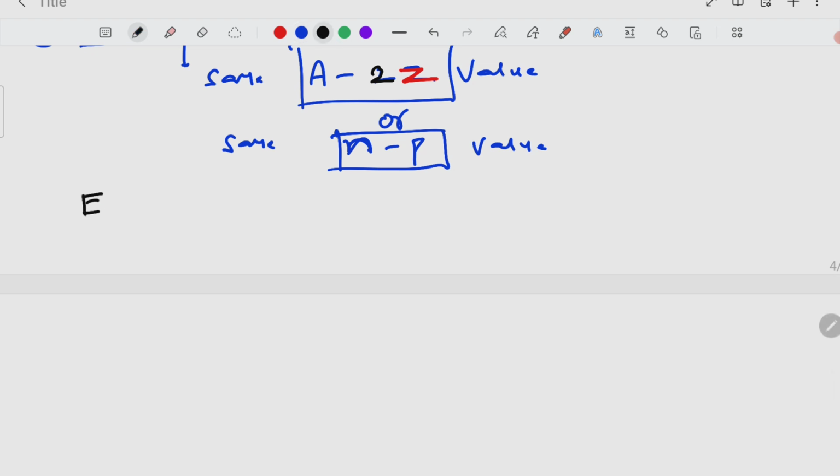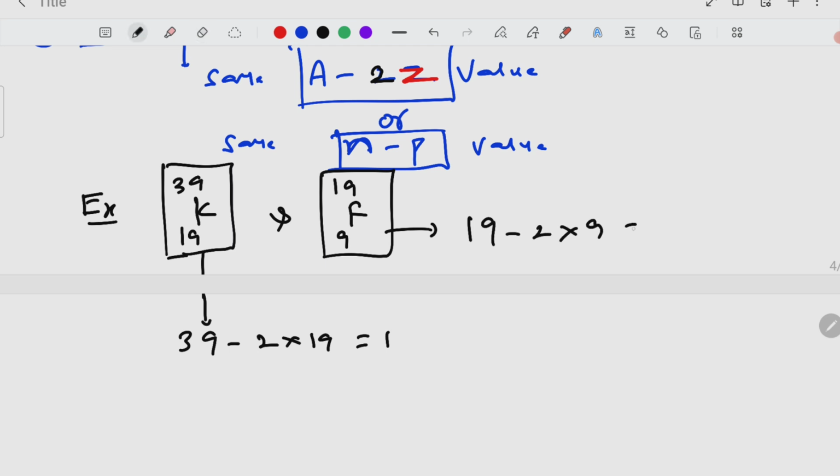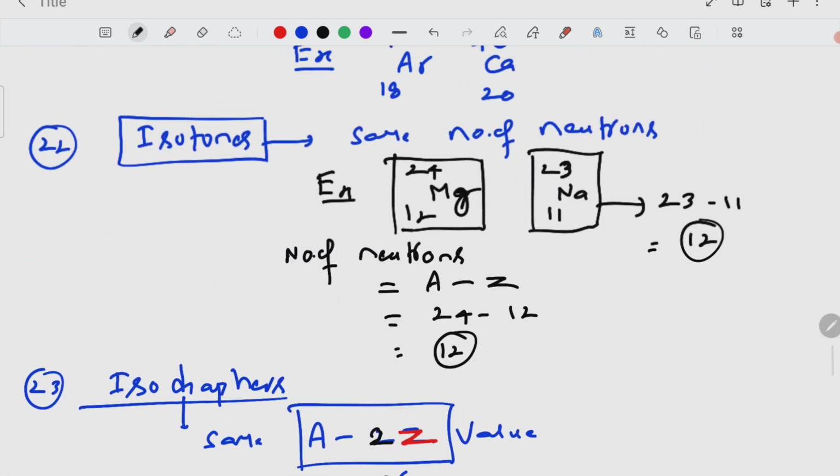With one example, you will get more clarity. Potassium with mass number 39 and atomic number 19, fluorine with mass number 19 and atomic number 9. Using the relation A minus 2Z, 39 minus 2 into 19 is equal to 1. Similarly for this, 19 minus 2 into 9 is equal to 1. So both have the same N minus P value or A minus 2Z value, and both are referred to as isodiaphers.